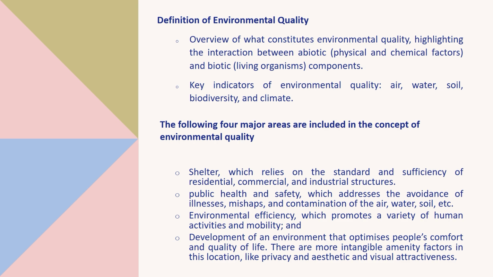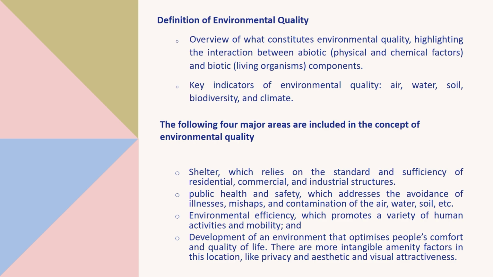Definition of environmental quality. Overview of what constitutes environmental quality, highlighting the interaction between abiotic, that is physical and chemical factors, and biotic, that is living organisms, flora and fauna. Components: key indicators of environment quality are air, water, soil, biodiversity, and climate. The following four major areas are included in the concept of environmental quality.